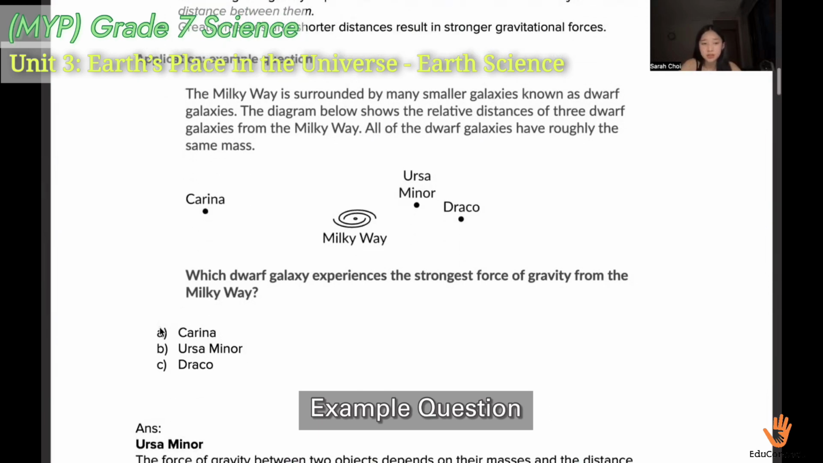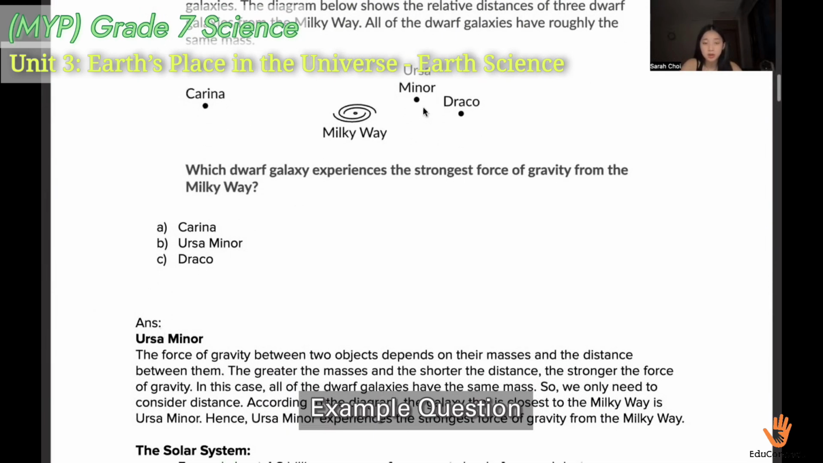Based on previous context, the answer would be Ursa Minor, because the force of gravity between two objects depends on their masses and the distance between them. Therefore, the greater the masses and shorter the distance, the stronger the force of gravity. In this case, all of the dwarf galaxies have approximately the same mass, so we only need to consider distance. According to the diagram above, the galaxy that is closest to the Milky Way is Ursa Minor. Hence, Ursa Minor experiences the greatest and strongest force of gravity from the Milky Way.